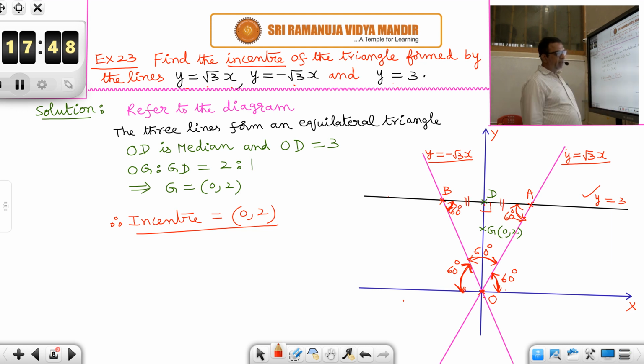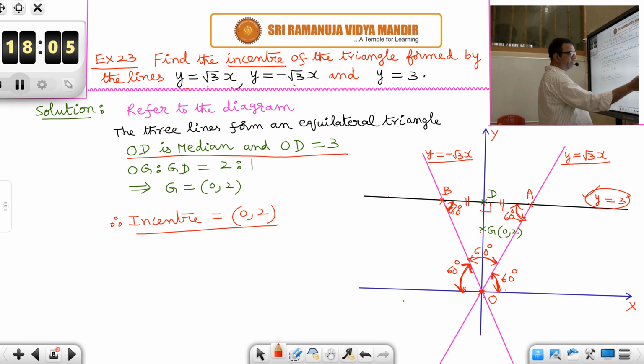So OD is median. So median, its length is 3 units, because this line is y is equal to 3. So centroid G will divide the median in the ratio 2:1. So OG is to GD is equal to 2:1. Therefore OG must be 2 units, so GD must be 1 unit, so that total OD will be 3 units. Therefore OG 2 units, so G is on the y-axis, means G must be 0, 2.